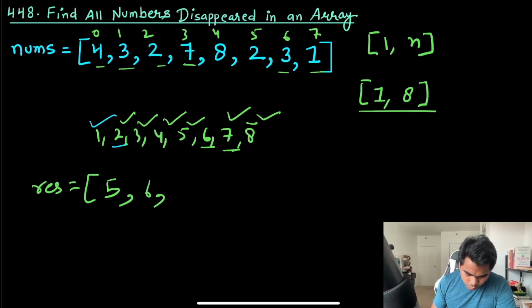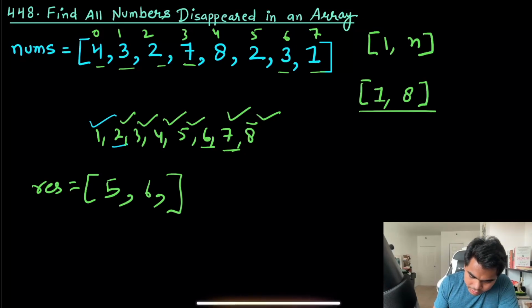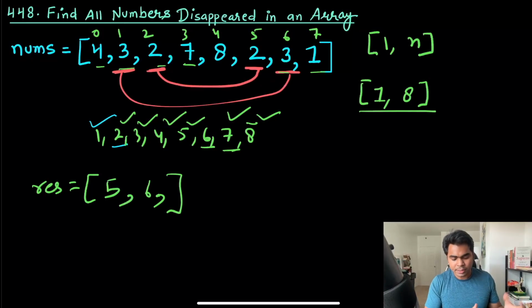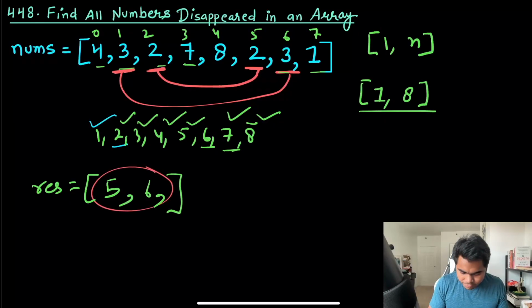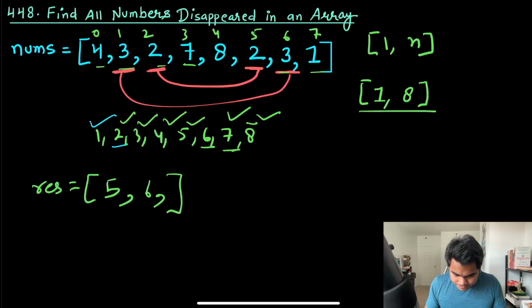So that means 2 numbers are not present. That means 2 numbers have been repeated. So you can see the repeated numbers: 2 is repeated, and 3 is repeated. Right? Because of those 2 repetitions, we don't have 5 and 6. So for that, it's easy.